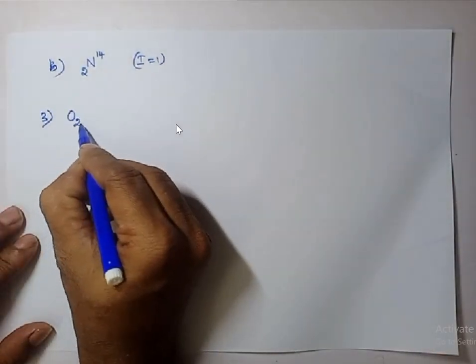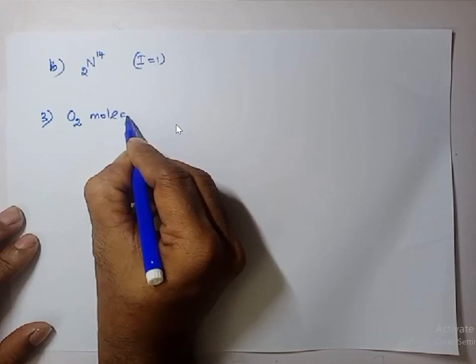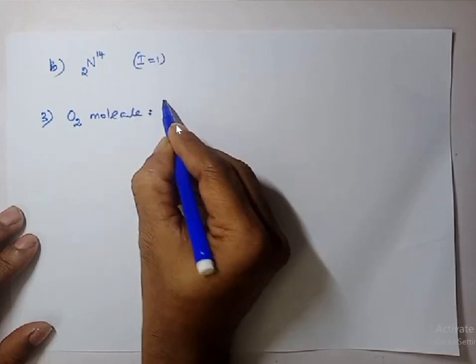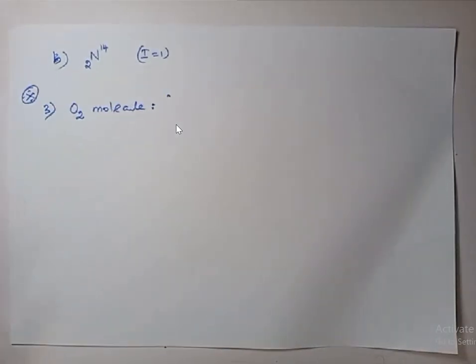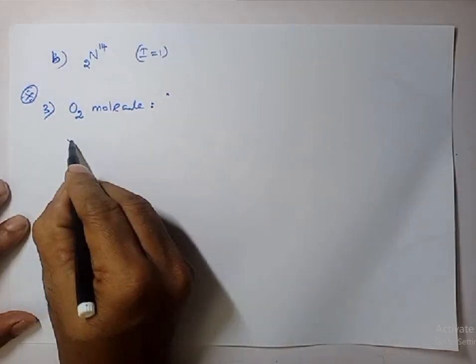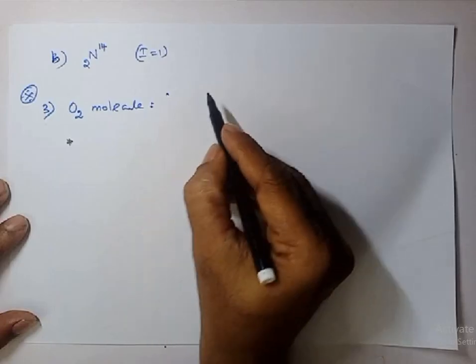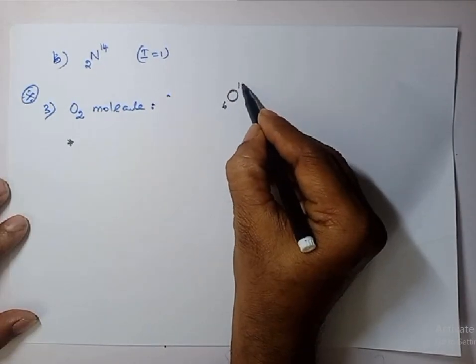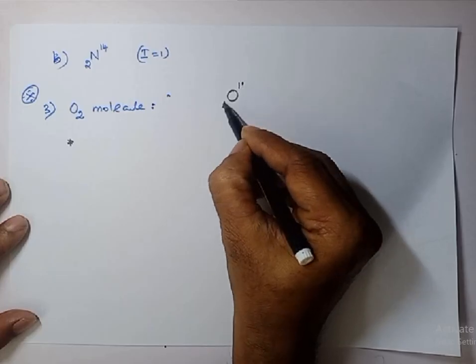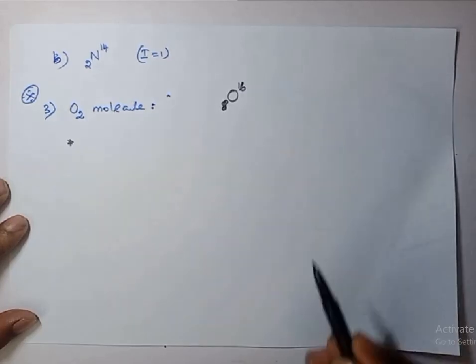Regarding the oxygen molecule, O2 molecule. This is very, very important. Take note. The rotational Raman spectrum of the oxygen molecule, how will it appear? Okay, we'll discuss. Listen. In the case of the oxygen atom, atomic number 8, mass number 16.